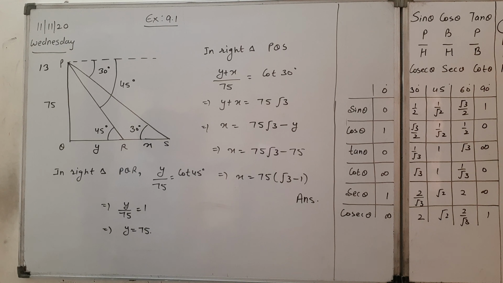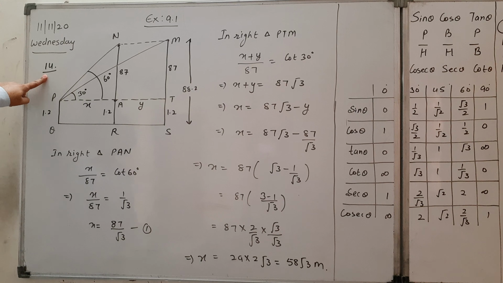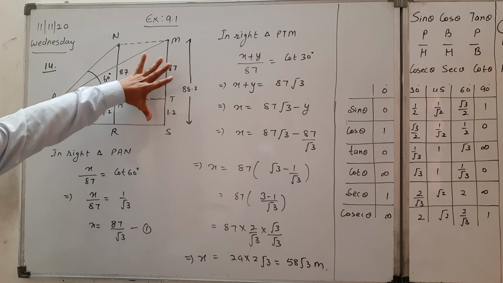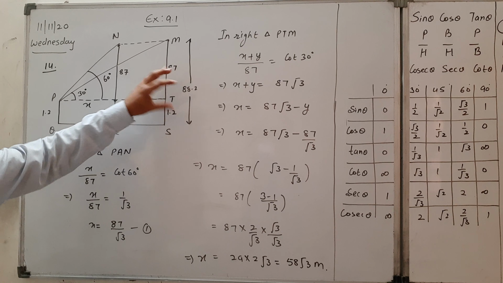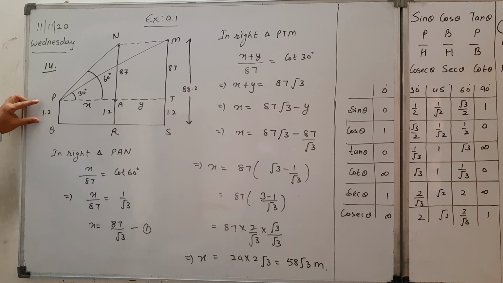Next, come to the next question now. So next question is question number 14. Let me read the statement first. A 1.2 meter tall boy observes a balloon moving with the wind in a horizontal line at a height of 88.2 meters. The balloon's initial height from the ground level is the complete 88.2, but because the boy himself has a height of 1.2 meters, the point of observation is not on the ground level but is on the eye level of the boy.